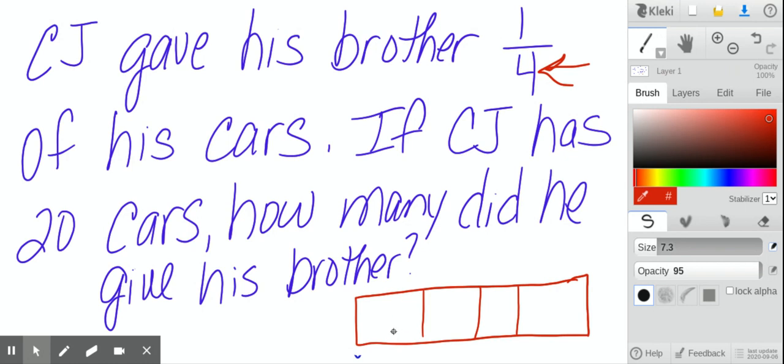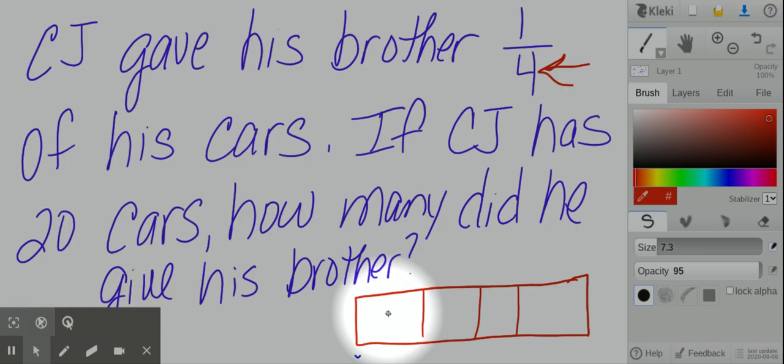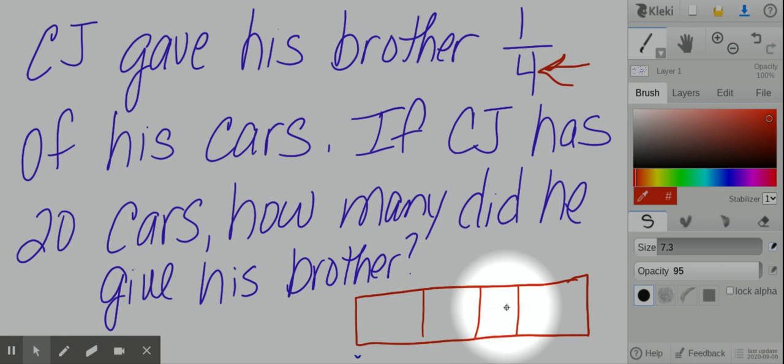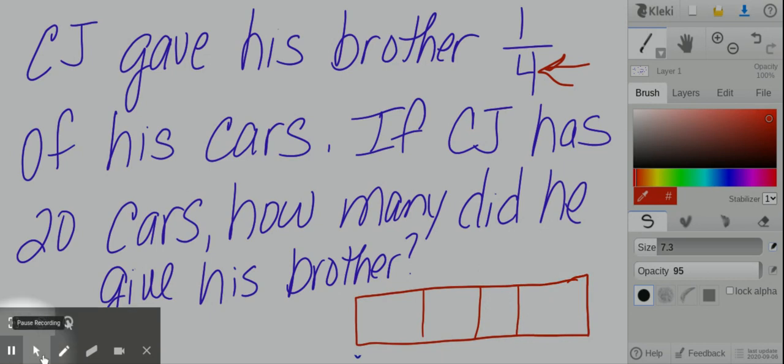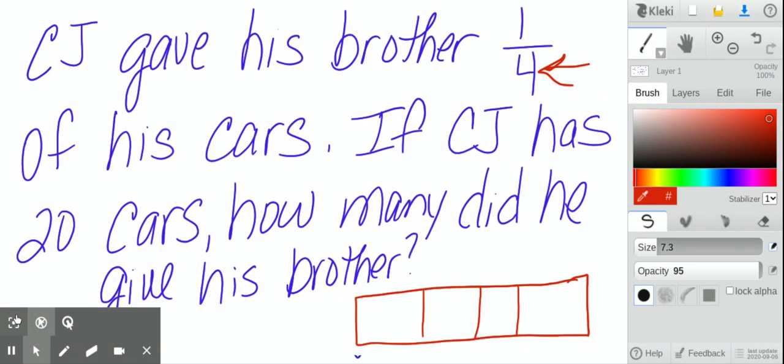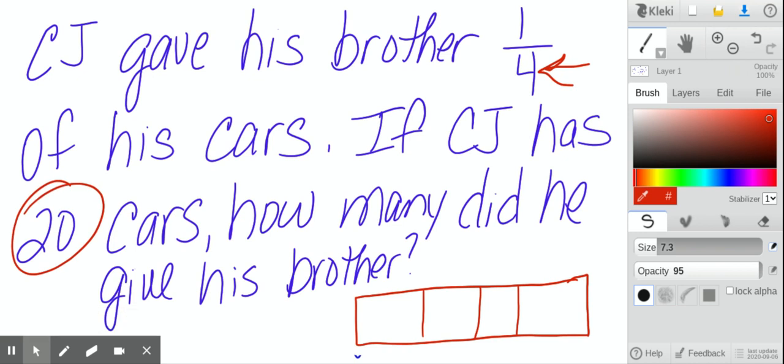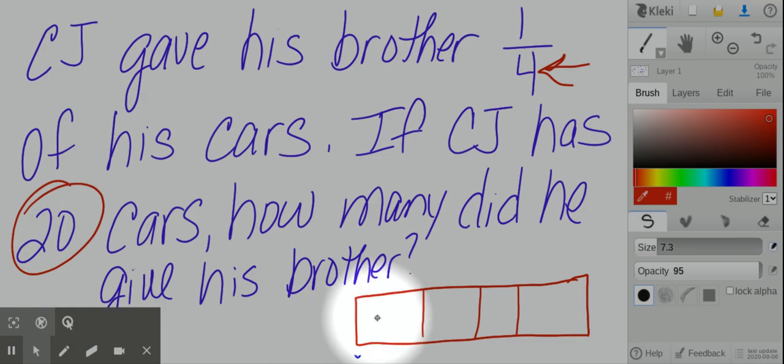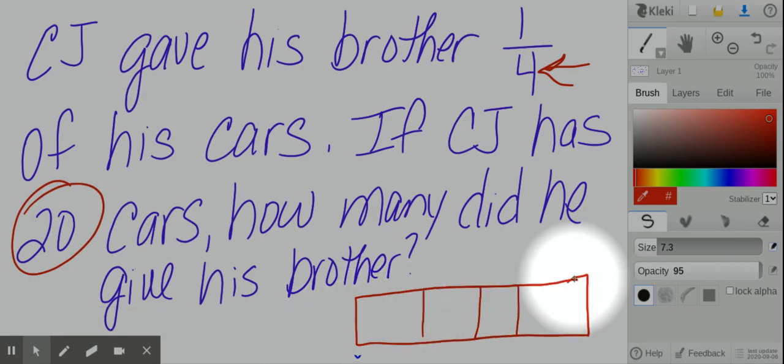Now each of these parts of this rectangle, this part, this part, this part, and this part, have to have the same amount inside. They have to be equal parts. Well, it says that he has 20 cars. So how many cars have to go in each of these boxes so that when I add all 4 parts up, it will give me 20?